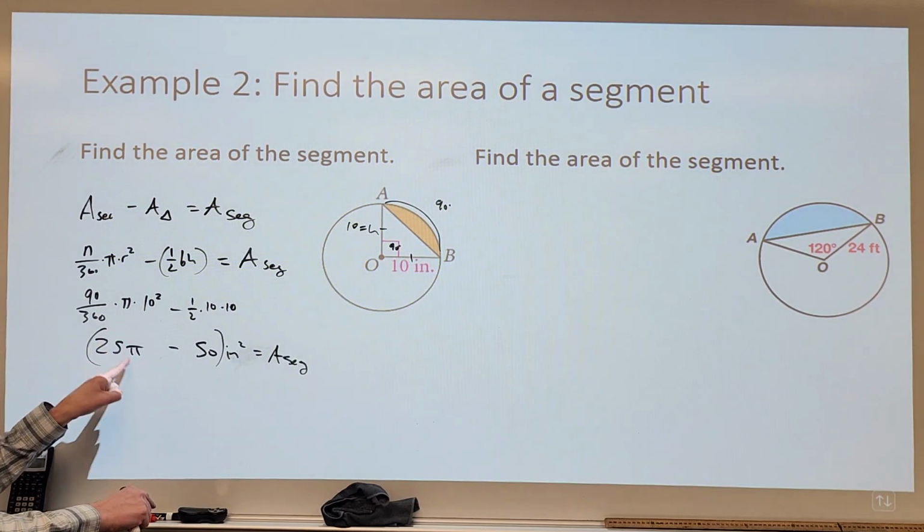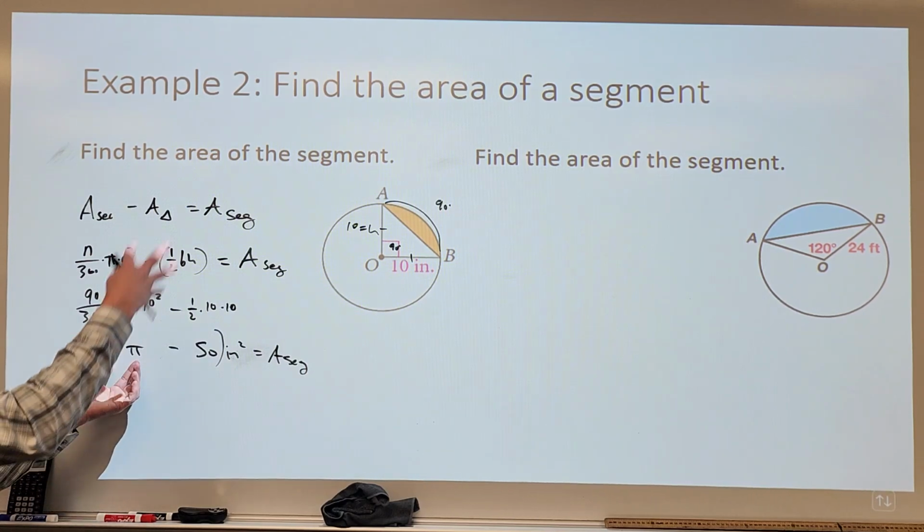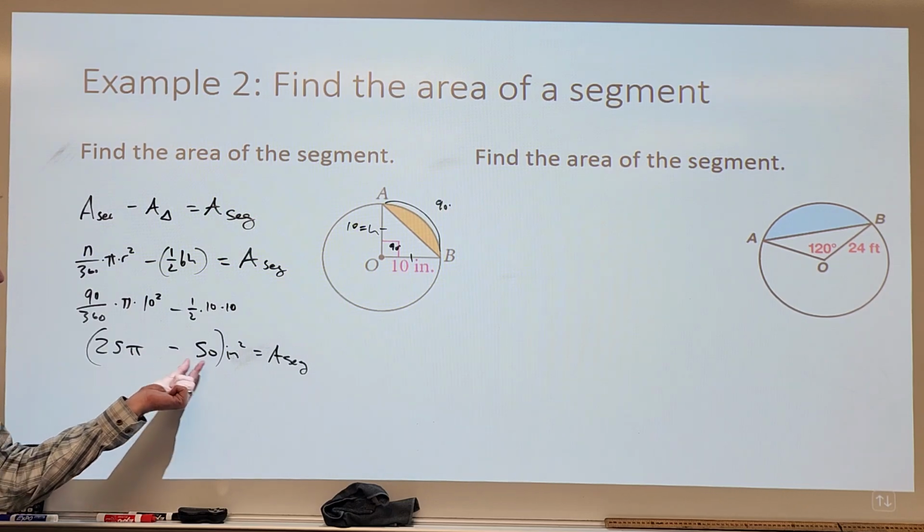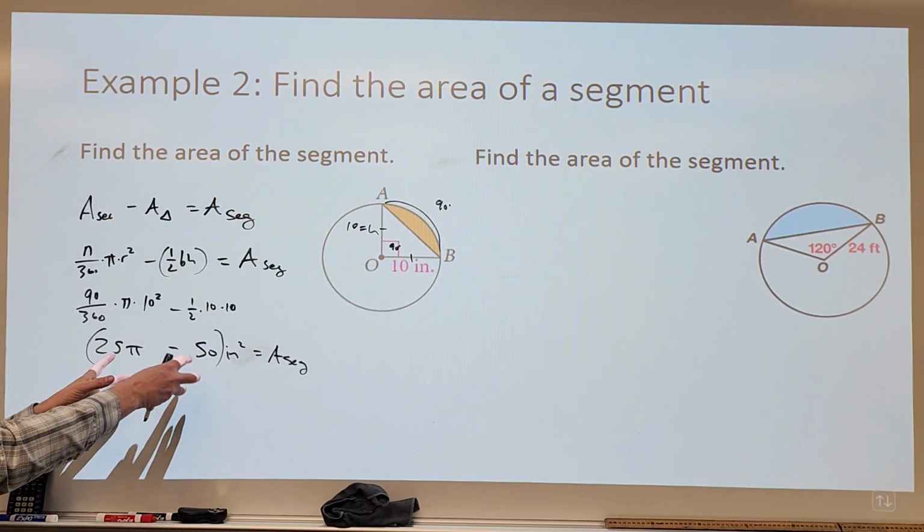This number is bigger than 75, right? Because pi is bigger than 3, so 25 times 3 and more is going to be 75 and more. But then we're taking 75 or so and we're subtracting 50. So this is not a negative quantity.